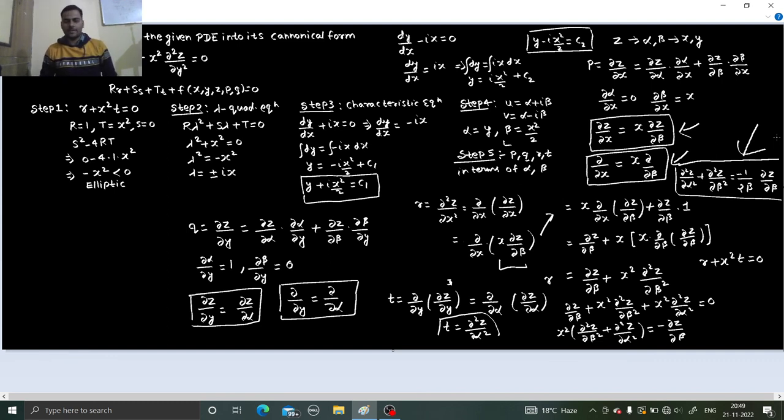And now we have covered the hyperbolic, where s²-4rt is greater than 0, the parabolic where s²-4rt is equal to 0, and the elliptic where s²-4rt is less than 0. So all 3 you can get in my playlist of application of partial differential equation.